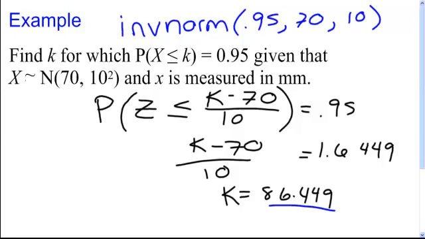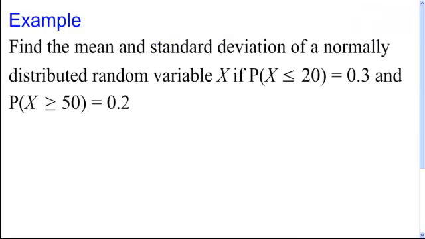Okay, then, last example. I want to find the mean and the standard deviation of a normally distributed random variable x if the probability of x is less than or equal to 20 is 0.3 and the probability of x being greater than or equal to 50 is 0.2. So first thing I'm going to do is it's a normal distribution. I'm going to convert these into z-scores so I can take a look at my table. So the table then, or what I'm looking at, my z-scores I should say, is going to help me find that standard deviation and my mean because those are going to be some unknowns.